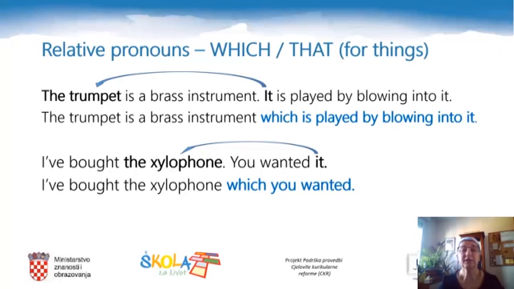The second example is even more interesting because you are defining the object. I bought the xylophone. You wanted it. I bought the xylophone. You wanted the xylophone. So you are defining the object, not the subject. In this case, you can use which because xylophone is a thing, but you can also omit it, not use it. You can say, I bought the xylophone which you wanted, or you can say, I bought the xylophone you wanted, without any relative pronoun.